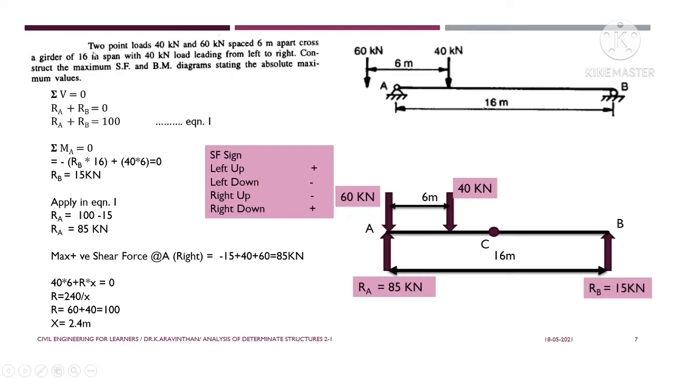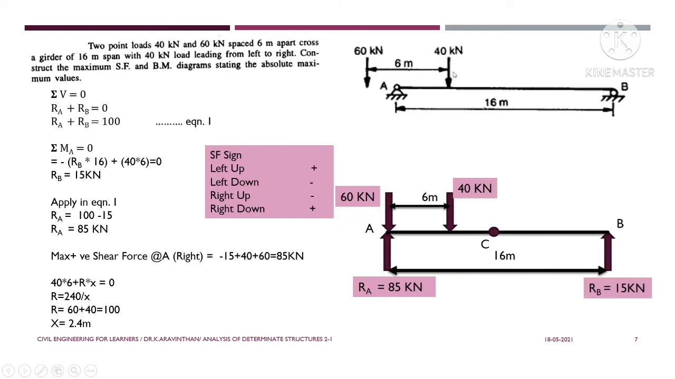A case is given here, a 2 point load, that is 40 kilonewton and 60 kilonewton, spaced 6 meter apart. So first they have given as 40 and second they have given as 60. Why 60 can't be first and 40 can't be second is, here they have given 2 point load, 40 is first. So 40 crosses the girder first and 60 crosses the girder second. So the distance between these two loads is 6 meter, and they have given here, and a girder of 16-meter span. This girder has a 16-meter span with 40 kilonewton load leading from the left to right.